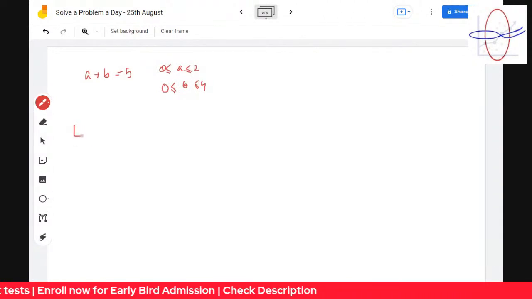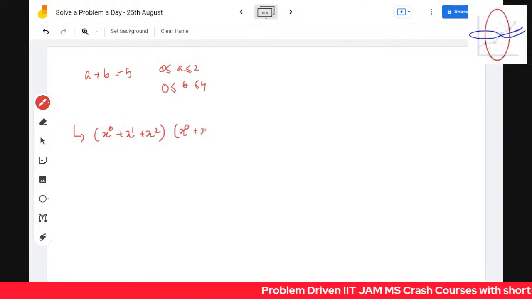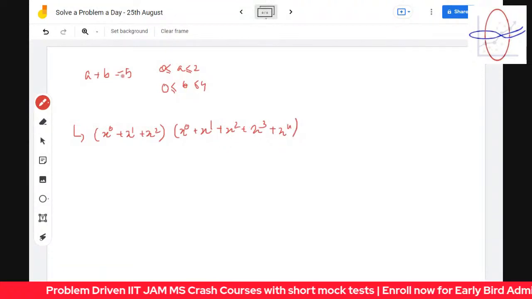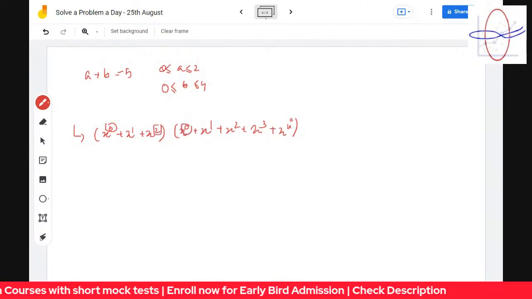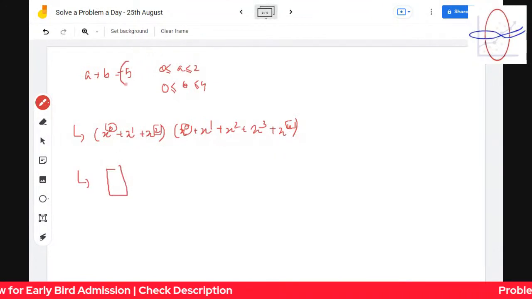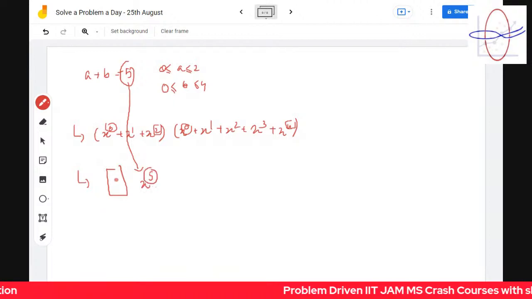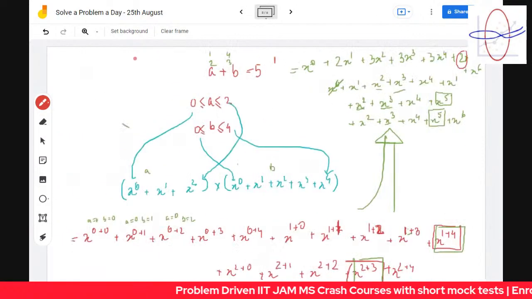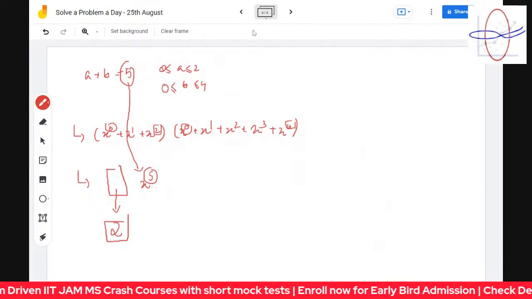So what we do is, step 1, we multiply x to the power 0 plus x to the power 1 plus x to the power 2, right, into x to the power 0 plus x to the power 1 plus x to the power 2 plus x to the power 3 plus x to the power 4, where 0 and 2 are the limits of the first, and 0 and 4 are the limits of the second. And then what we do? We compute the coefficient of x to the power 5. That is exactly the number of solutions to this equation. That is coming out to be 2, which is true. And I have explained why.